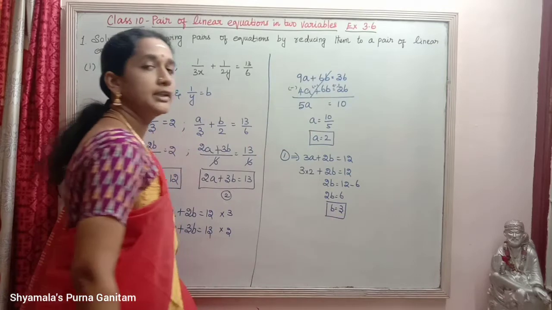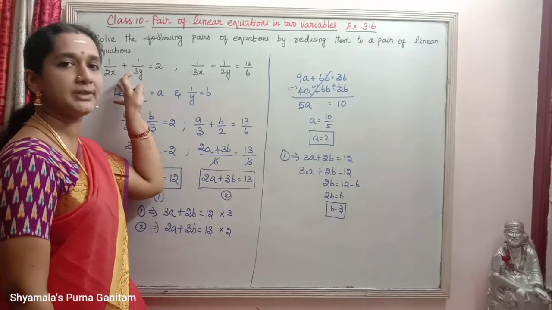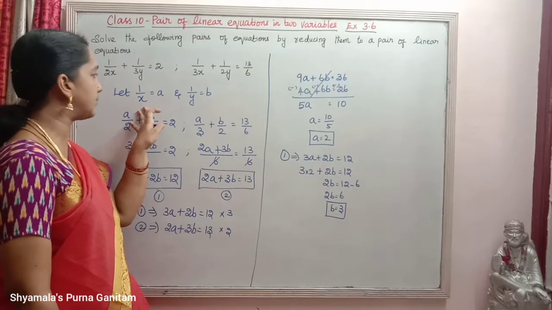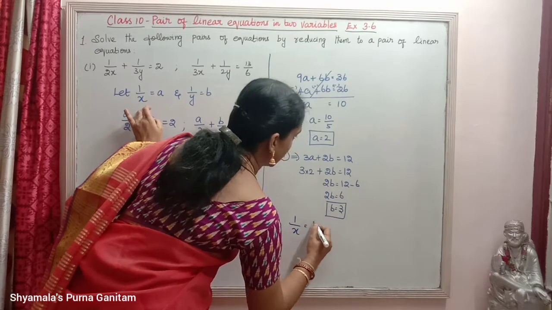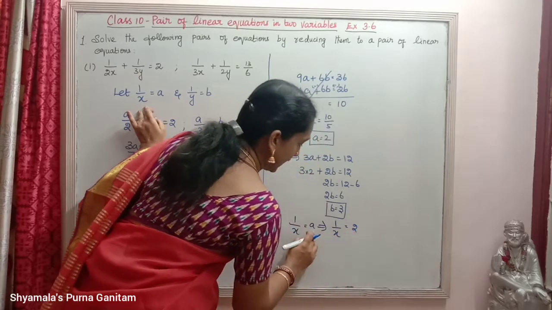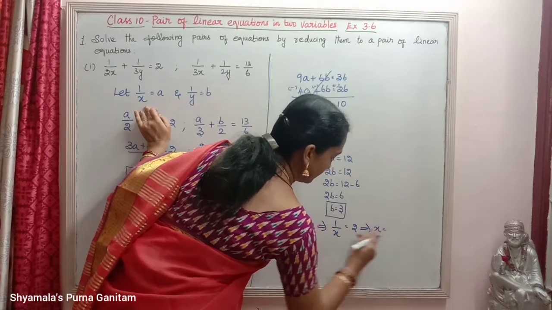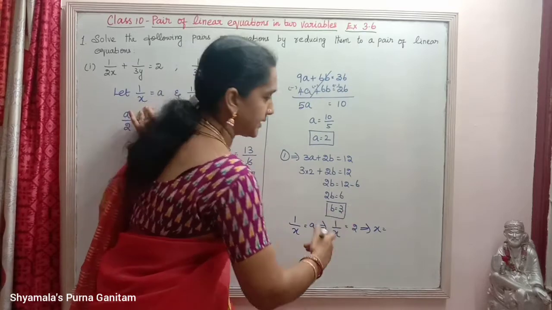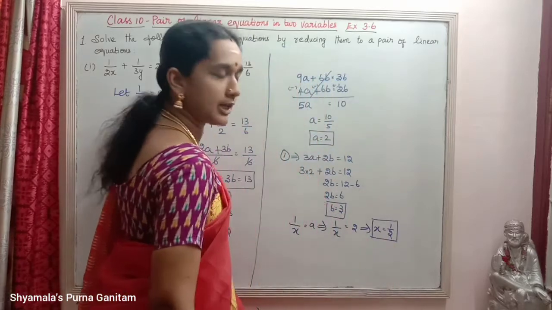So now I got the a value and b value. But the question I was asked is to find the value of x and y. So for my convenience, I have taken 1 by x is equal to a. That means 1 by x is equal to 2, as I got a as 2. So my x value will be, when I cross multiply this, 1 is equal to 2x. So x is equal to 1 by 2. So my x value is 1 by 2.